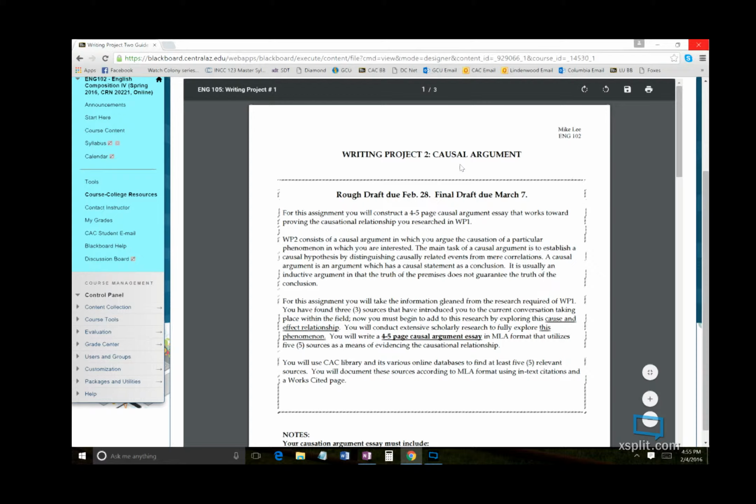And so we'll begin doing that with this Writing Project 2. The only thing that really changes now is instead of having 3 sources, you need 5. So now at this point, in the next couple of weeks, we'll start looking for 2 more sources that we can use. The essay page count is now 4 to 5 pages. And so we'll be writing about what we consider the causation, but I'll give you guys a format just like I did for the annotated bibliography to follow, if you choose to follow that.